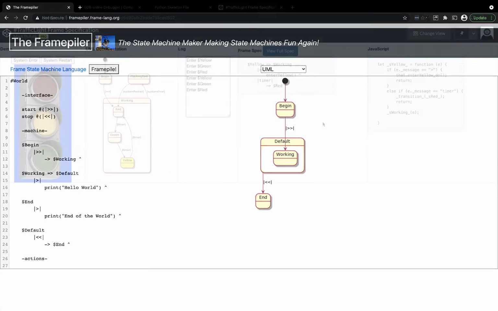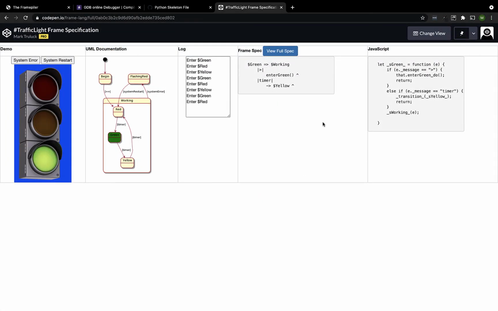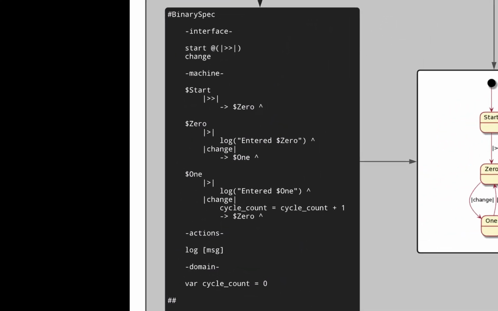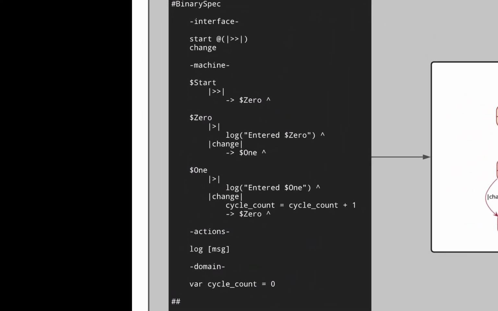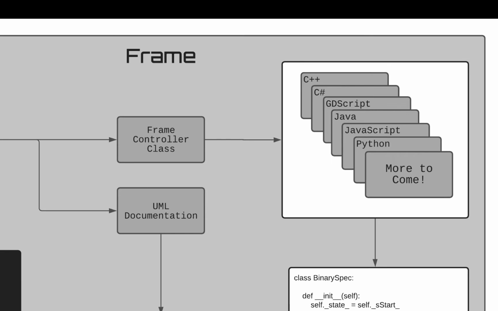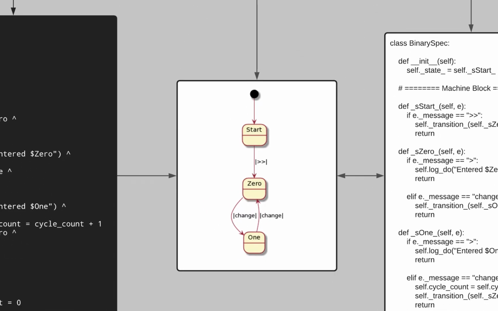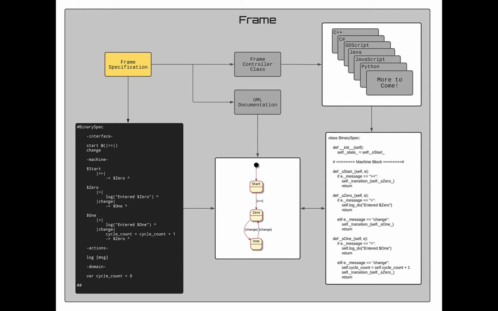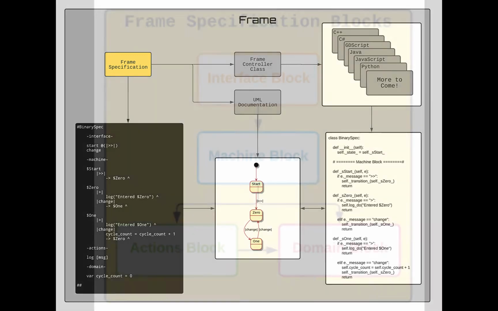What I will be showing is how to quickly and easily structure an object-oriented class as a state machine, or more accurately, an automaton, using Frame notation. Frame is a highly opinionated textual markdown language that can generate object-oriented classes called controllers, as well as the corresponding UML documentation. And at the time of this recording, Frame generates controllers in 6 object-oriented languages, with many more to come. Let's start by taking a look at how Frame organizes a class.